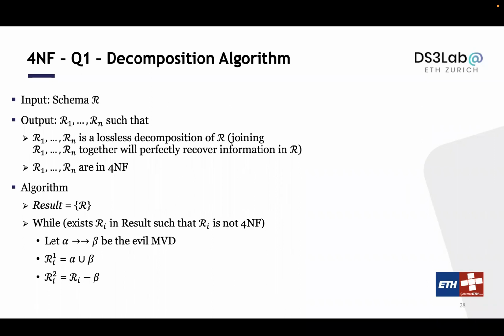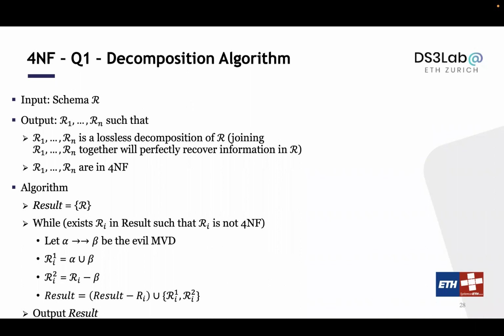I'm going to keep alpha, the left-hand side, because I need something there to join between these two relations. We're going to get rid of beta. Okay. Then I have a new relation R2. Then I put this into the result set, get rid of the original Ri. I continue to do this until the whole thing is in fourth normal form.